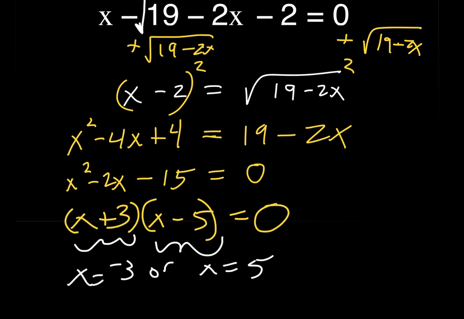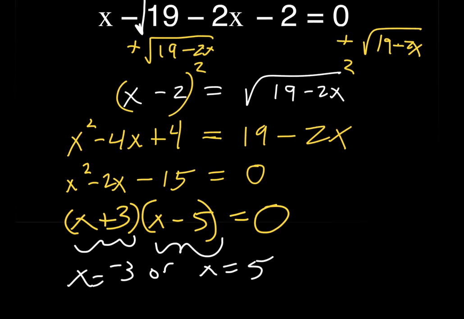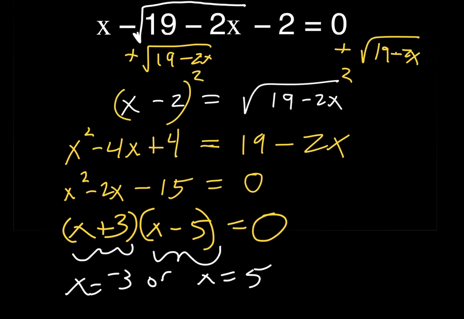Which means whatever that graph is that's going on with my original equation up there, it crosses the x-axis at two locations. Here and there.